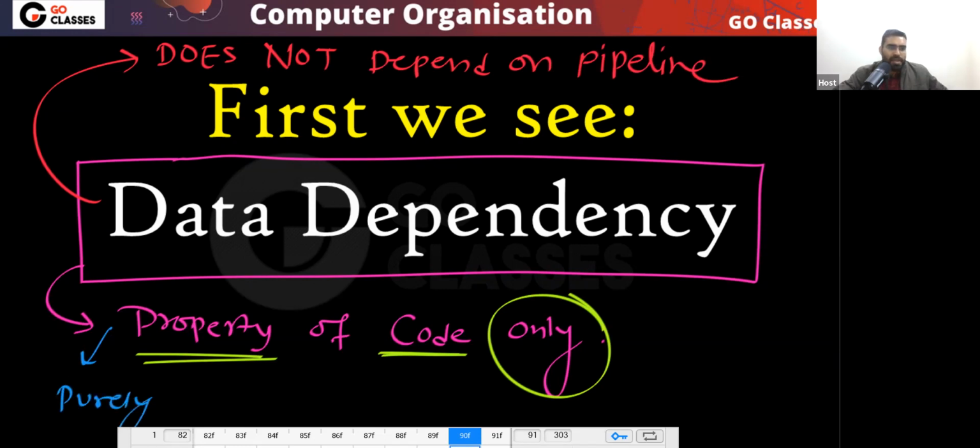So tell me one thing, if I give you the details of the pipeline and also I give you the code and then I ask you data dependency, will you consider the pipeline details? Are you going to get confused by the pipeline details? No, the answer will depend only on the code. So remember, this data dependency is the property of program only, the code that you are writing, the program that you are executing.